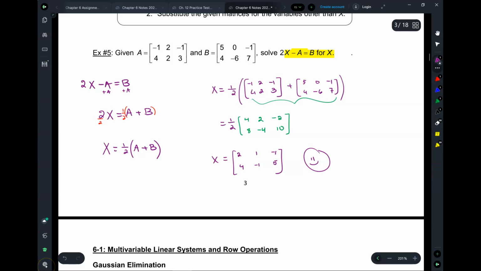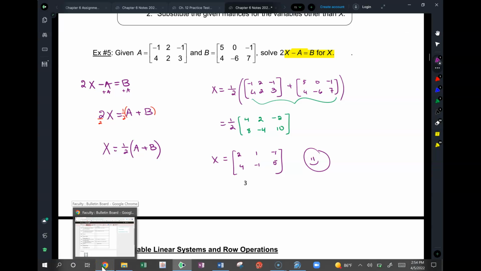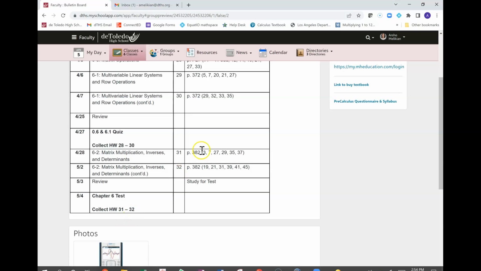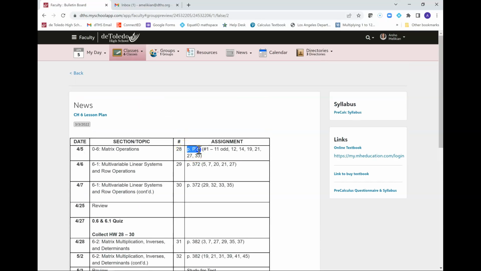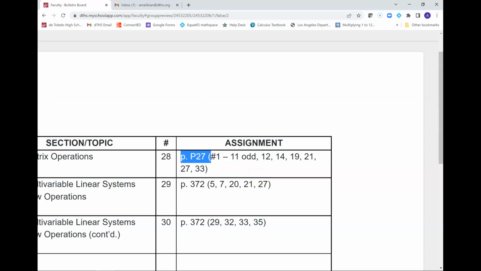So that's it. That's section 0.6. Two things are super important. One, look at the homework here. It looks a little weird. It's page P27. This is not a typo. In your book, there's page 1, 2, 3, 4. Before page 1 are a series of pages that start with P. This is chapter 0, so it's at the very beginning of the book. So the homework is from page P27.